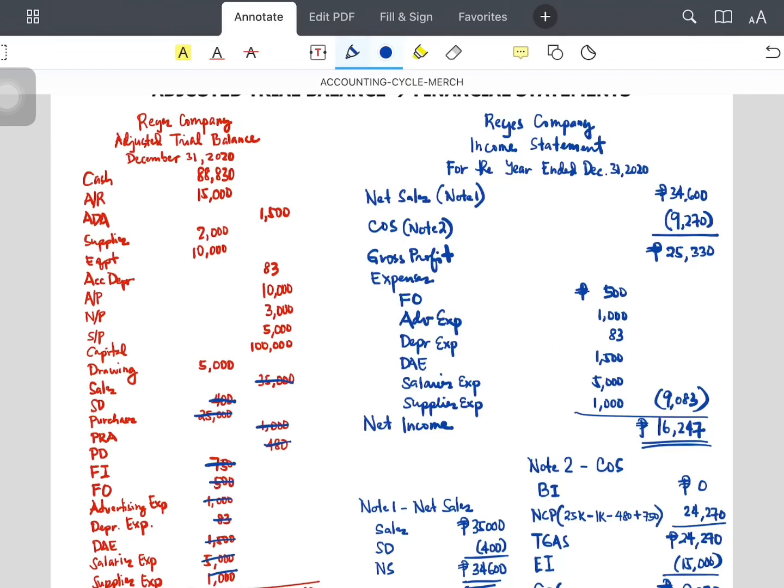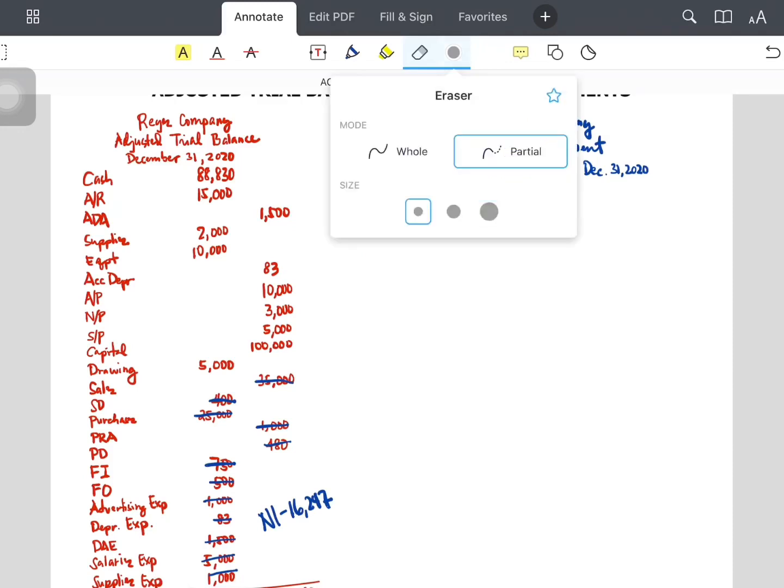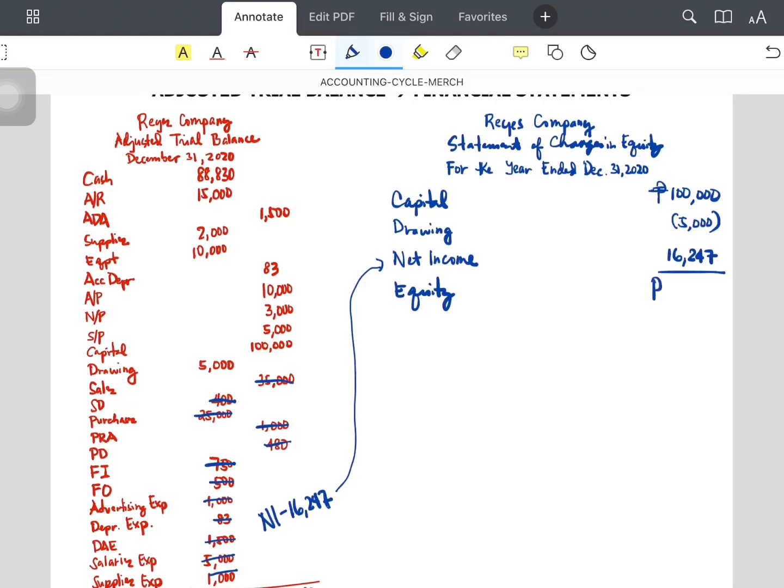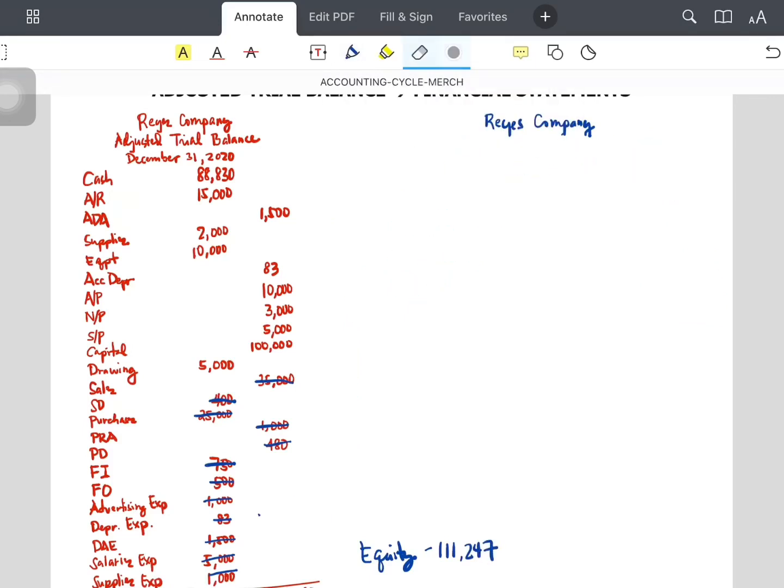Now let's prepare the equity statement. I will just keep the amount of income here. Net income is 16,247, and then I will erase. Now let's prepare the equity statement. And this is our equity statement. Now we do the balance sheet, but first let me just write the value of equity because I will be using it later. Let's cancel the account titles we use to make the preparation easier.